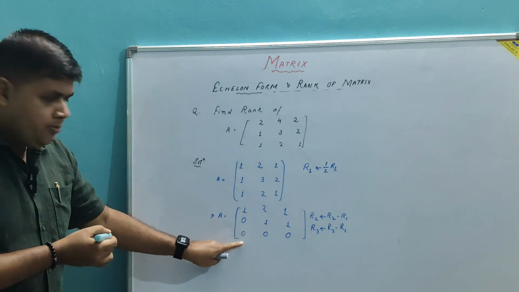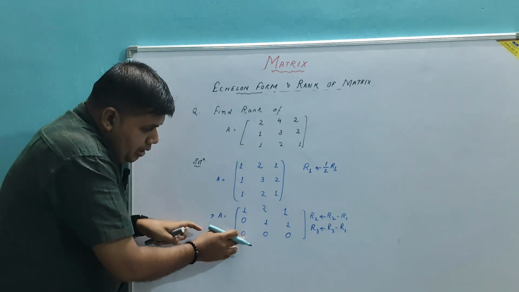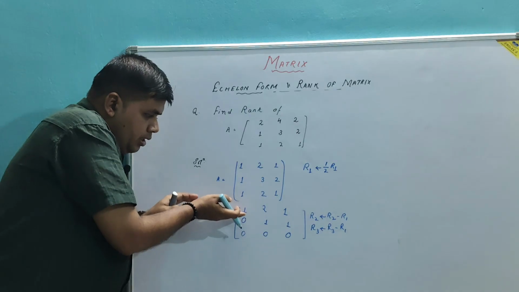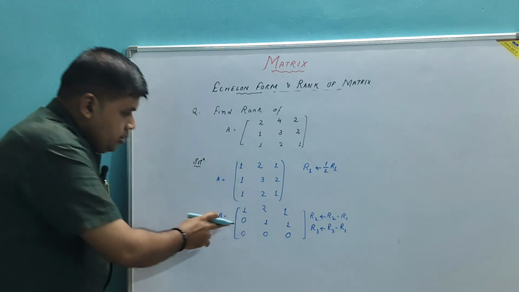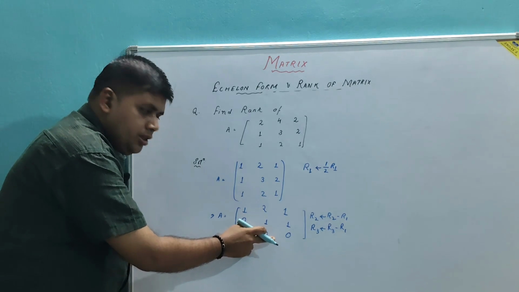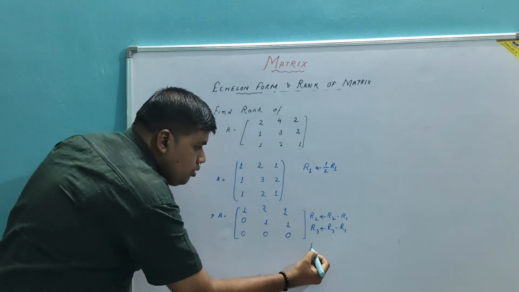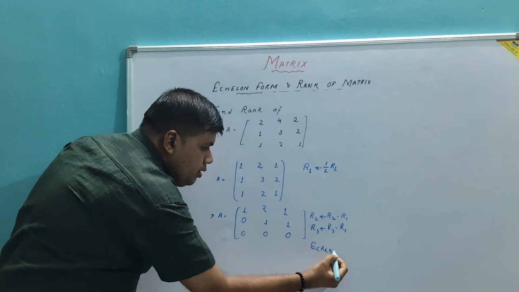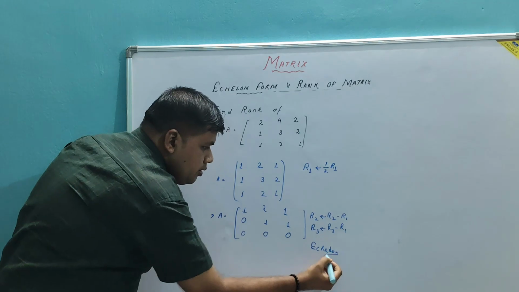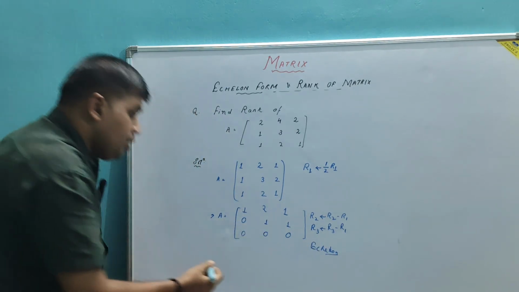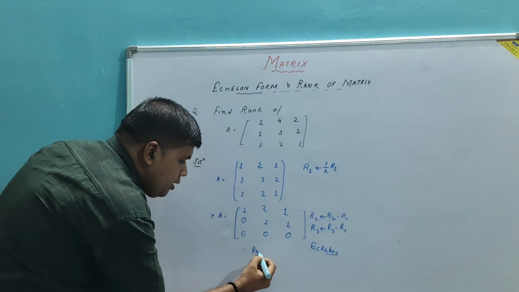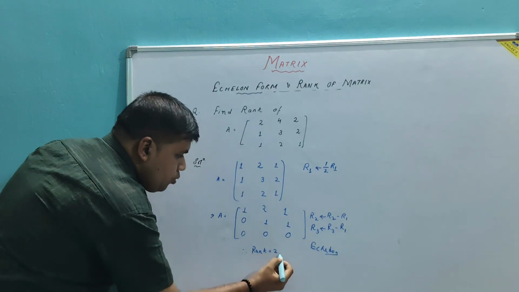Is it in echelon form now? Yes, because the leading zeros are increasing as we move from top to bottom of the matrix. Here we have 1 leading zero, here we have 3 leading zeros. Now how many non-zero rows are there? There are 2 non-zero rows. Therefore, rank is equal to 2.